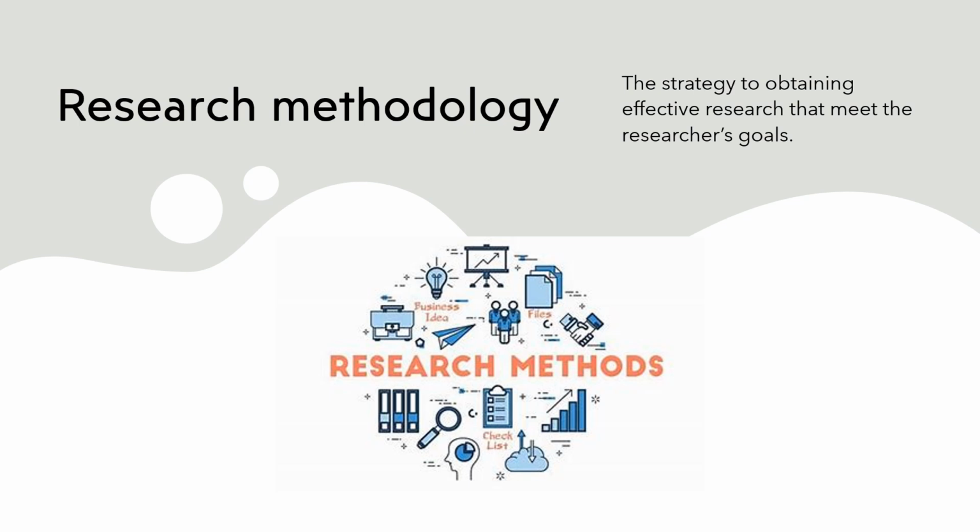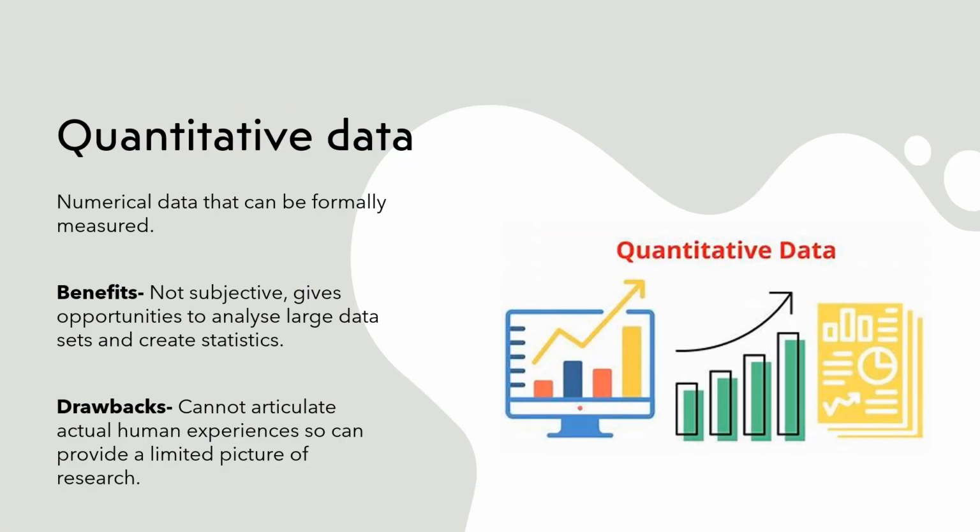So, moving on to research methodology. This is effectively how a researcher uses a strategy to obtain effective research that meets the researcher's goals. So when they're looking at the research project as a whole, the researcher will decide which methods to use, how to use them, and how much data is required. So we've got our different types of data here.